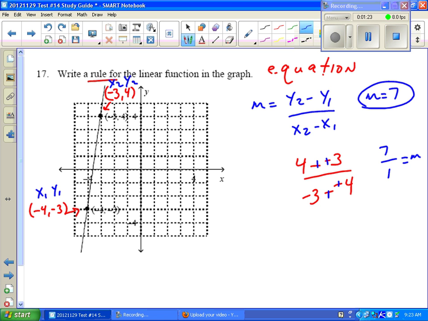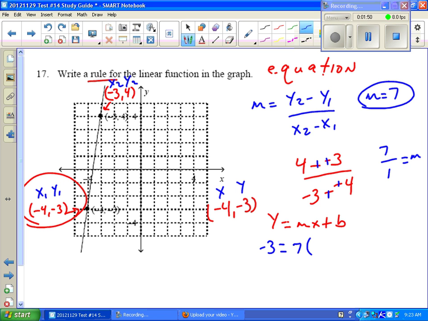Okay, so you need to take that and use one of your points to find your y-intercept. Y equals mx plus b. We're going to use one of our points. We'll use this one right here, negative 4, negative 3. Again, you could use the other one, it does not matter. This is x and this will be y. We'll plug those values in along with our m equals 7. So y's value is negative 3 equals m's value is 7 times x is negative 4 plus b.